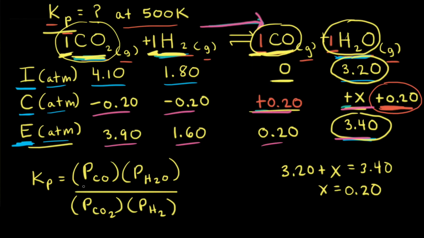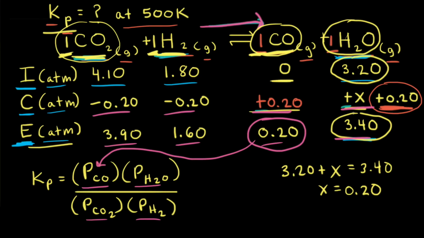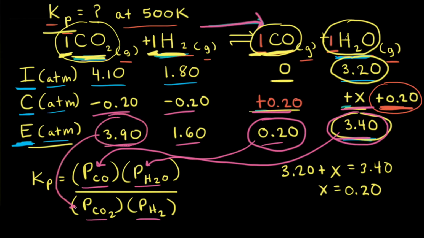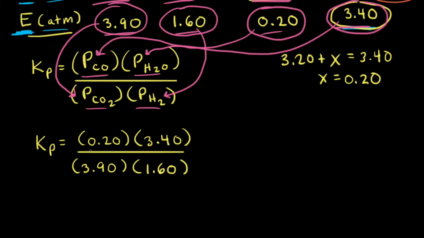The partial pressures in our equilibrium constant expression are the equilibrium partial pressures, which we can get from the ICE table. The equilibrium partial pressure of carbon monoxide is 0.20. The equilibrium partial pressure of H2O is 3.40. We can plug in the equilibrium partial pressures for carbon dioxide and for hydrogen gas as well. Here we have the equilibrium partial pressures plugged into our equilibrium constant expression. When we solve this, we get that Kp is equal to 0.11 at 500 Kelvin.